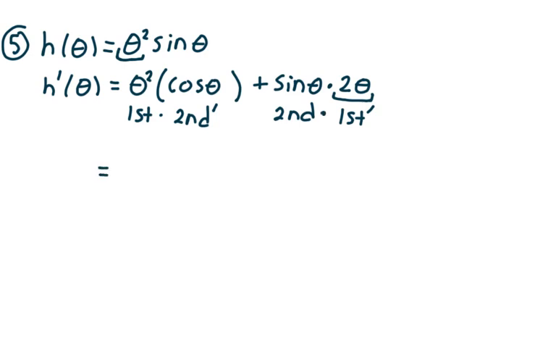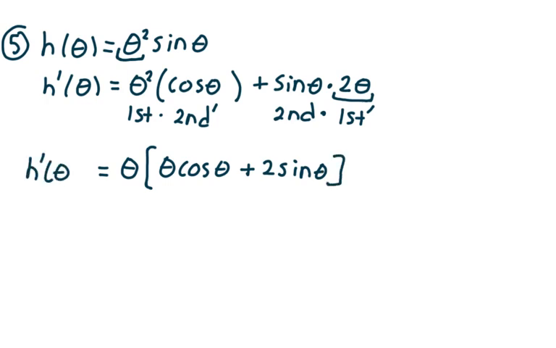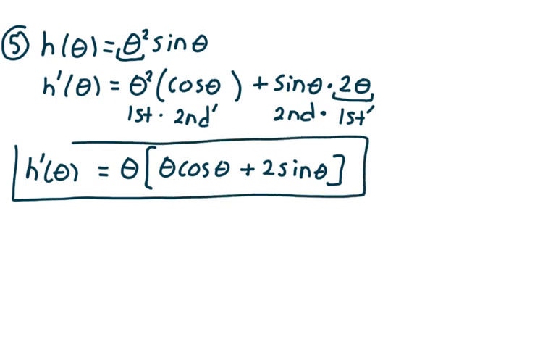Now, notice how each term has a theta in common. And so I'm going to pull that out. When I pull out a theta, I get theta times theta cosine theta plus 2 sine of theta. And again, this is equal to h prime of theta. That's how we do problem 5.